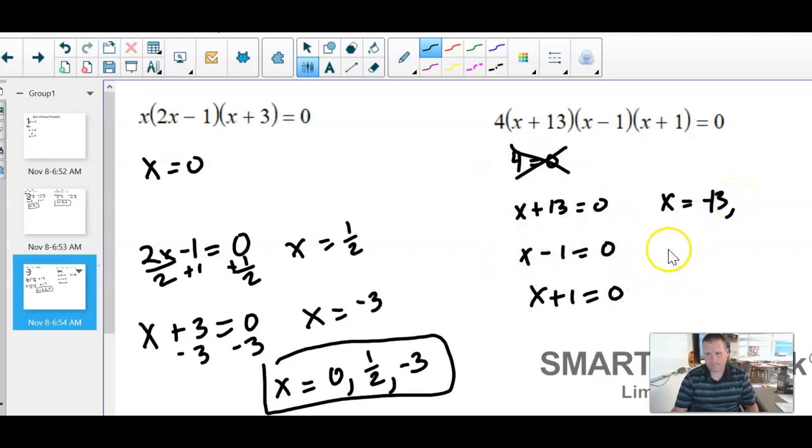Sorry, it does not want to move over there, so we'll just go. There we go. I'm going to have to move this down. Sorry, x equals negative 13, x equals 1, and x equals negative 1. So the 4 doesn't count. This one would be negative 13, this one would be positive 1, and this would be negative 1.